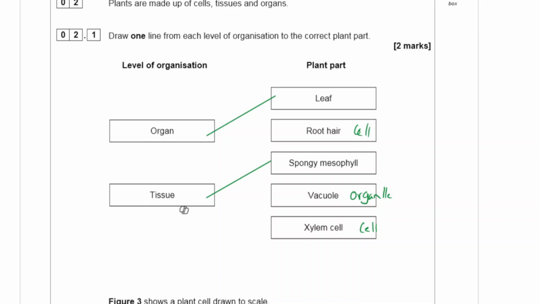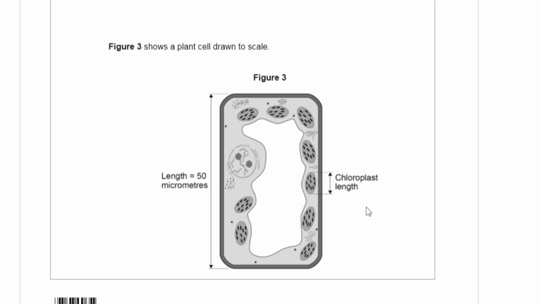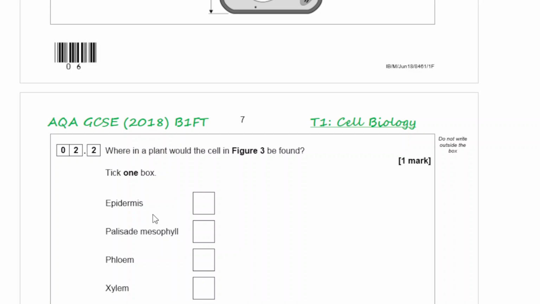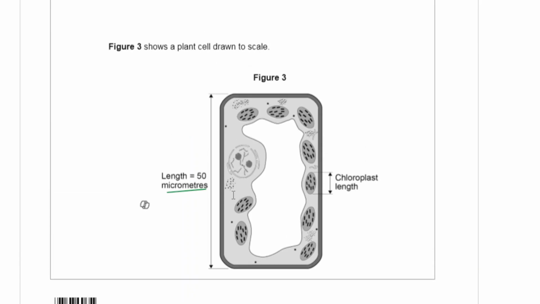Now, figure 3 shows a plant cell drawn to scale. So you have the length equals 50 micrometers. Okay, 50 micrometers. Length of chloroplast, they have actually given you the arrow. Where in a plant would the cell in figure 3 be found? You would find a palisade cell. It is a palisade cell, isn't it?